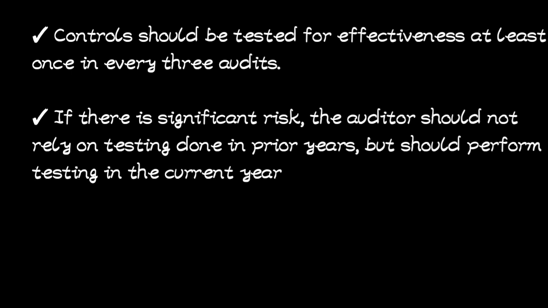If there is any significant risk, like a risk that needs special attention, the auditor should not rely on testing done in the previous years, but should perform testing in the current year. For example, the risk of fraud. Just because there was no fraud the previous year doesn't mean that there was no fraud this year. So if there is a significant risk, the auditor should not rely on testing done in prior years, but should perform testing in the current year. So that is a brief introduction on test of controls.